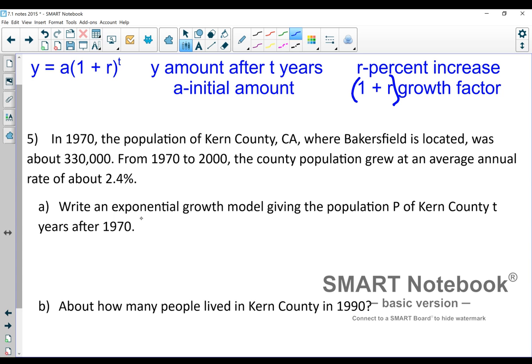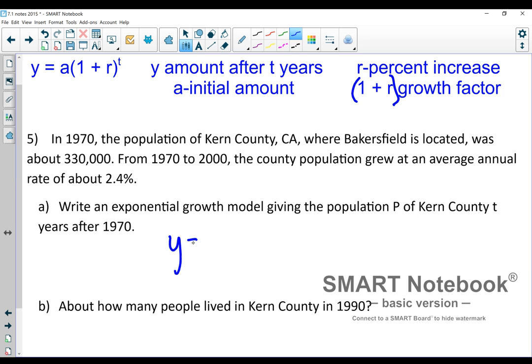So first we want to know the exponential growth model given the population P of Kern County T years after 1970. So let's see what we can figure out. It says in 1970, the population was about 330,000. That looks like an initial amount. From 1970 to 2000, so that's going to be our T years. Really, we could probably figure out exactly how many years, but we're just making a model. So T years, the population grew at an average annual rate of 2.4%.